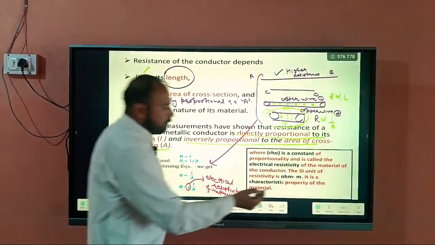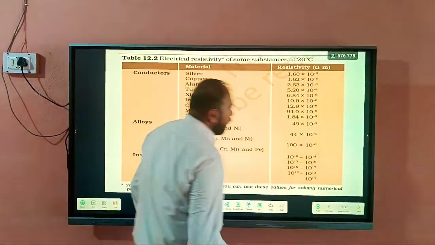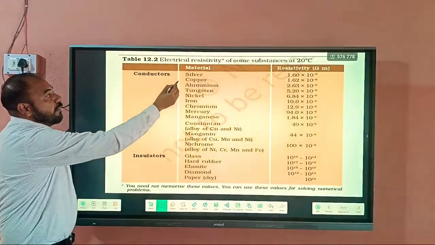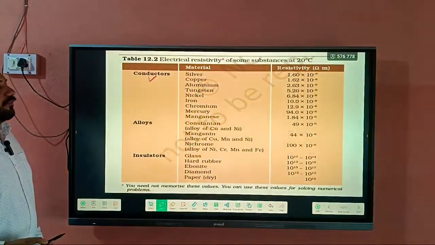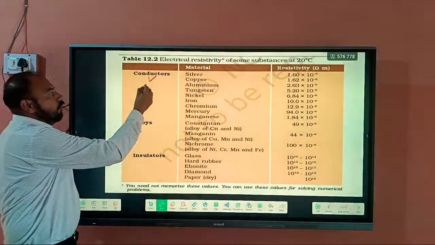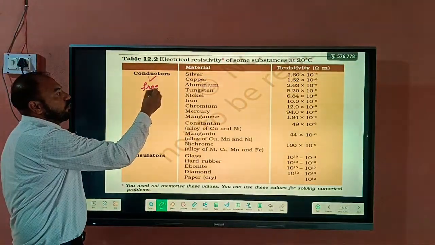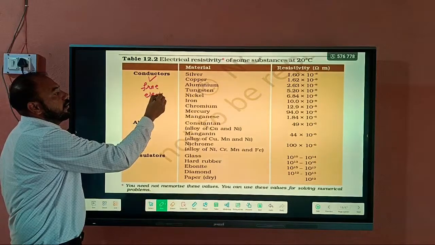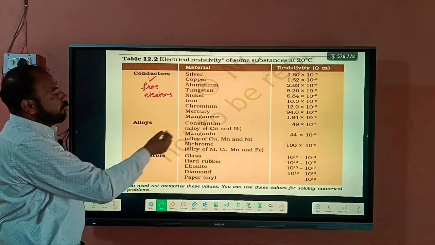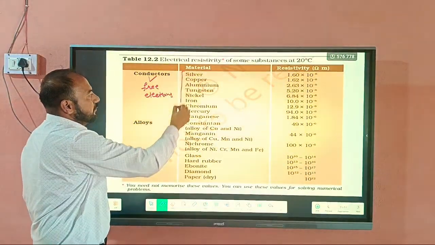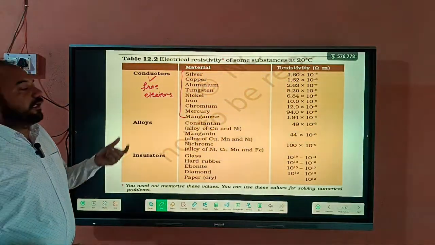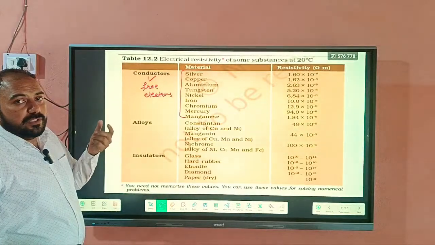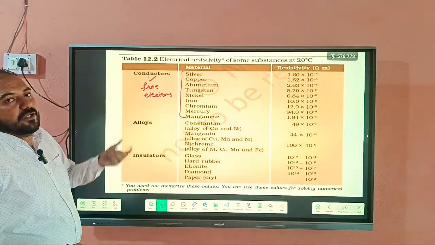For example, these are the materials given, these are the conductors. We already know what a conductor is, which carries free electrons. So these are known as conductors. Examples are all metals. Basically they consist of free electrons. When we apply voltage, the charge carriers flow.